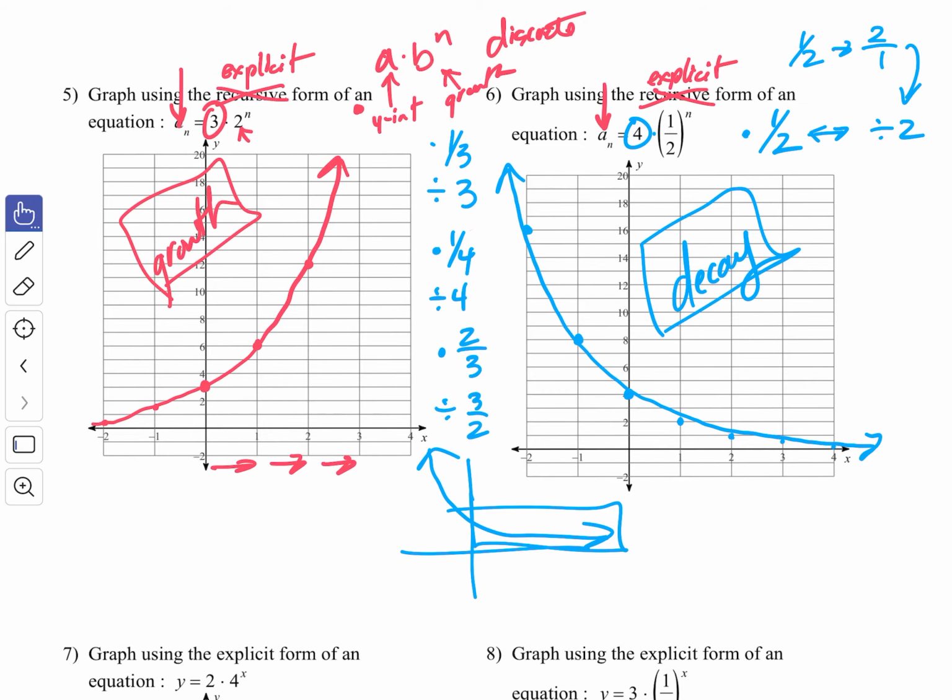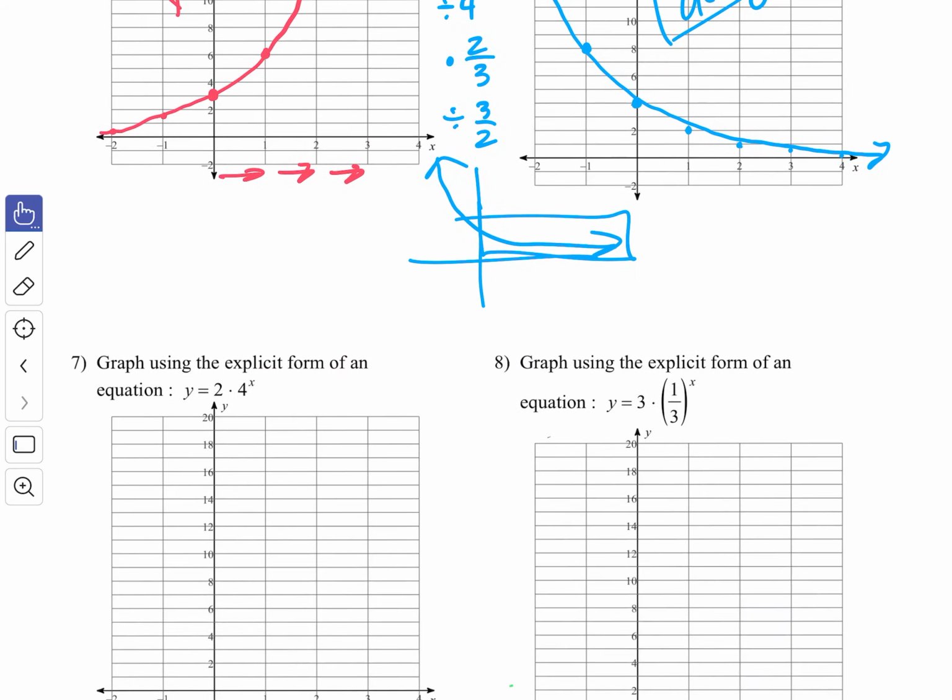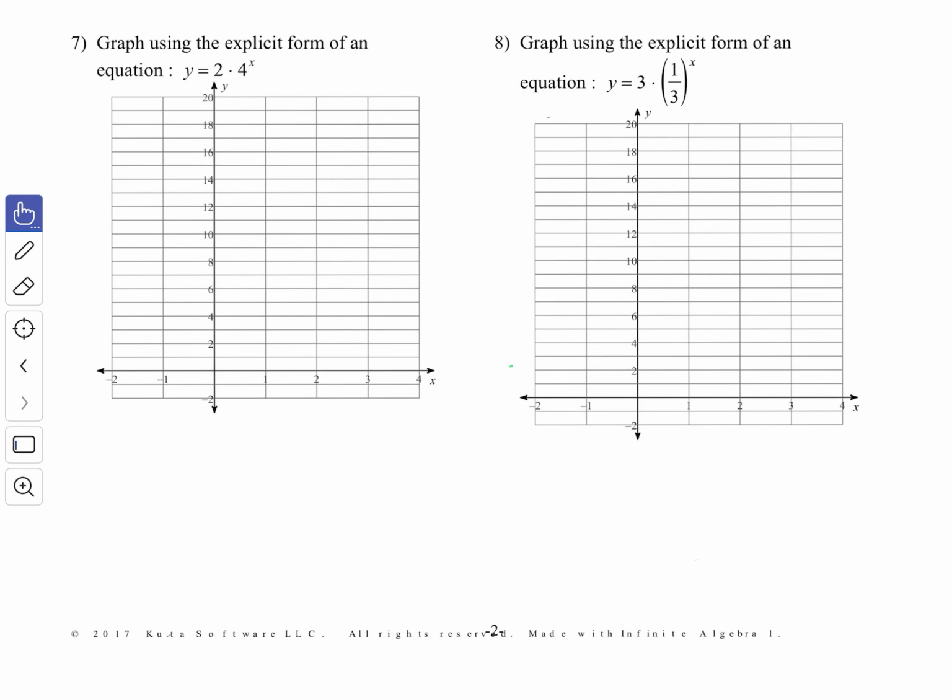All right. So let's take a look at these last ones now. Okay? So we've got 2 times 4 to the x, and now we've got y and x, so these are going to be continuous. So we start at 2, we're times them by 4, still I go to the right one. 2 times 4 is 8, 8 times 4 is 32, which is going to be clear up there. Going backwards, 2 divided by 4 would be 1/2.